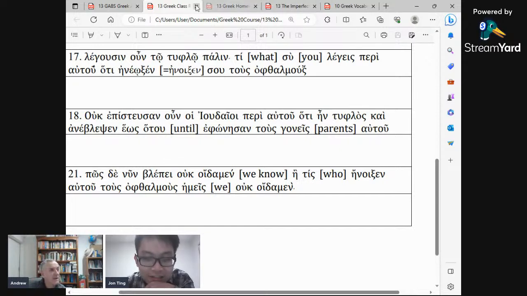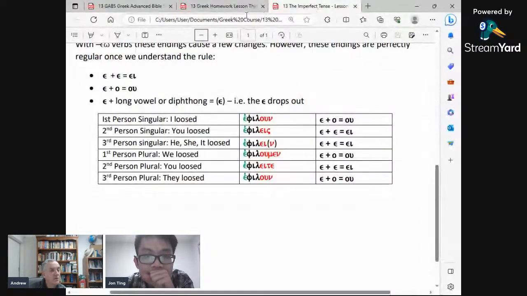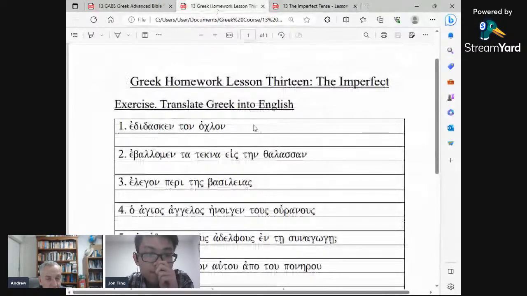Thank you, Andrew. Okay, so that's about it for tonight. We have looked at these forms of the imperfect, and the homework is an exercise using the imperfect. There might be some aorists in the homework as well, just to keep working on them a little bit. Most of them in the homework will be imperfects to give you a bit of a drill on imperfects. But I would strongly encourage you.